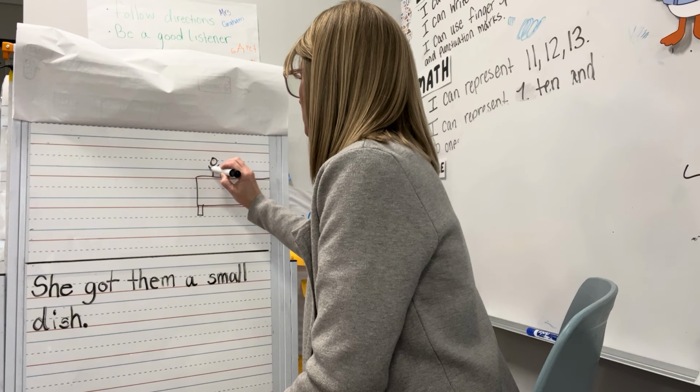So does them mean one person? No, it doesn't. It means more than one. So if we're drawing a picture to match, we need to make sure we're drawing more than one person. So I'm going to draw another boy right next to him.